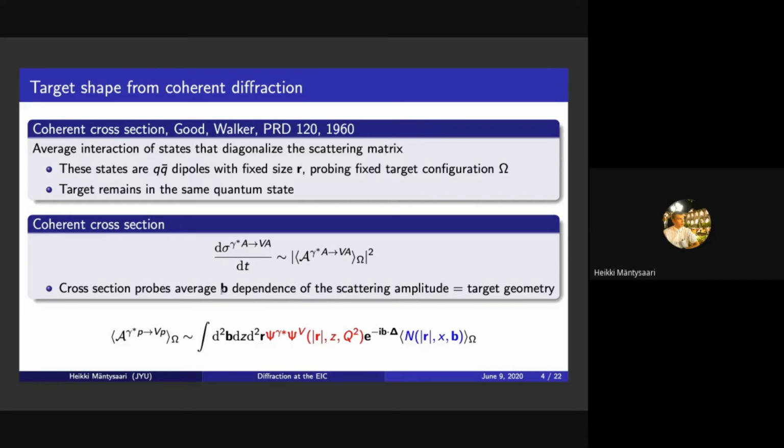So technically, if I calculate the average over the different configurations of my target, then the scattering amplitude I had on the previous slide depends on how the dipole with size r on average interacts at transverse coordinate B. So basically this is probing the average density profile of my target.